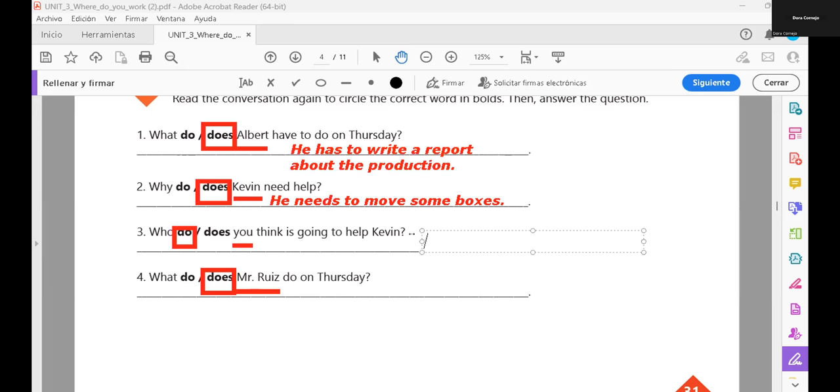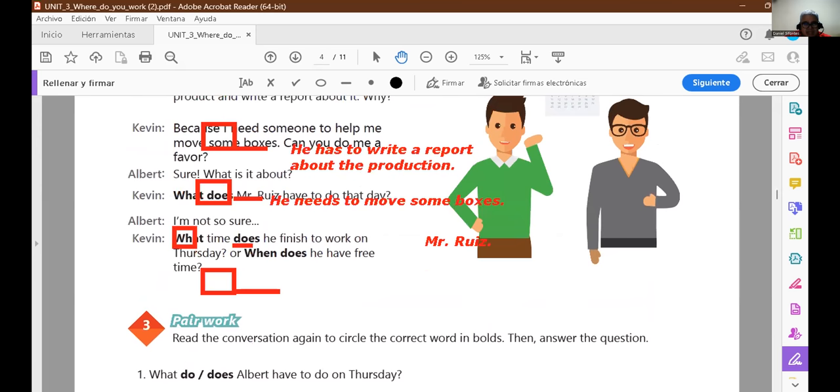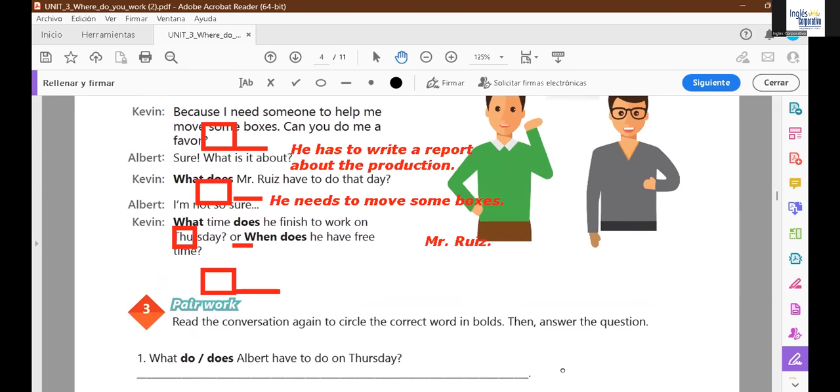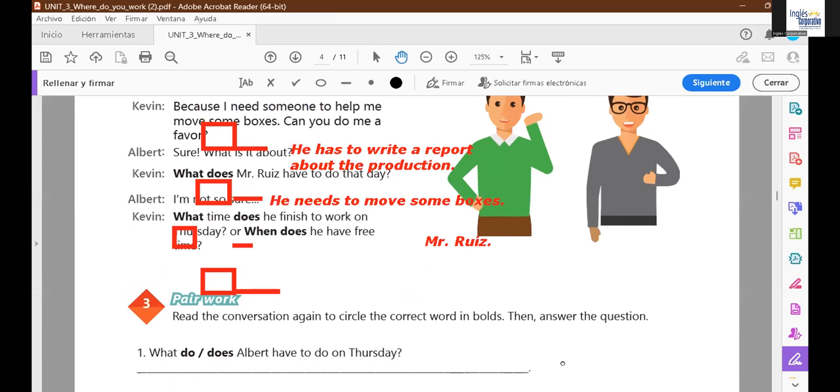Mr. Reese. Probably Mr. Reese, but we don't know yet about him. Okay. What does Mr. Reese have to do on Thursday? Information. Mr. Reese. Let's see. So what does Mr. Reese have to do that day? I'm not so sure. No estoy muy segura.